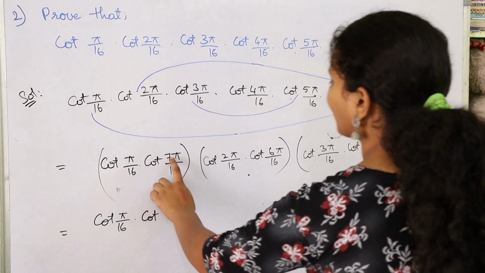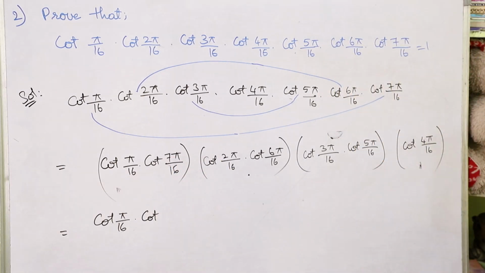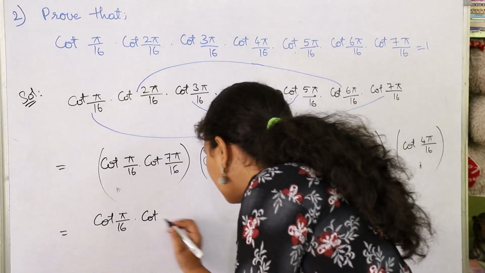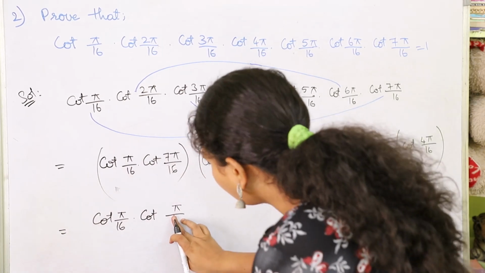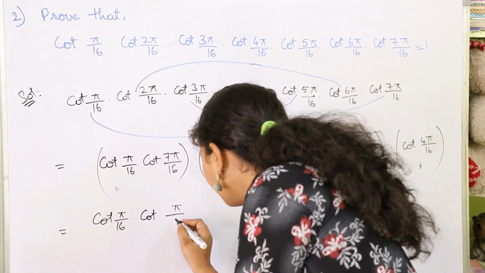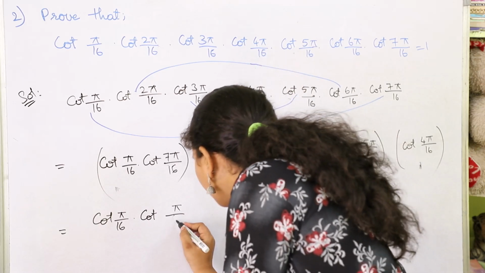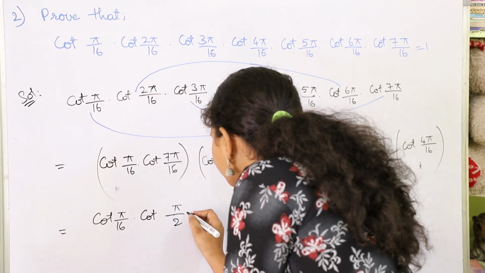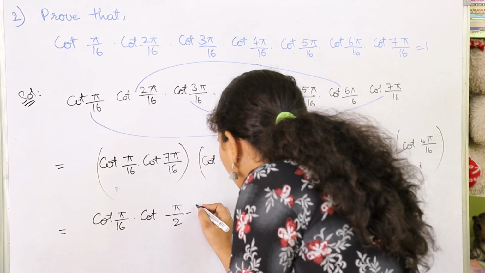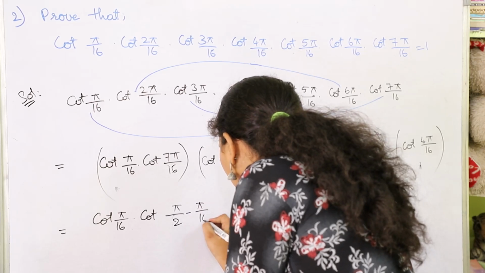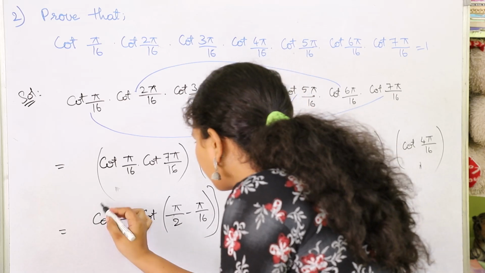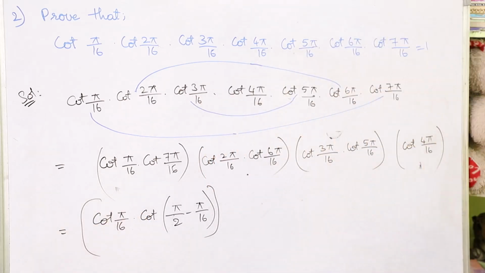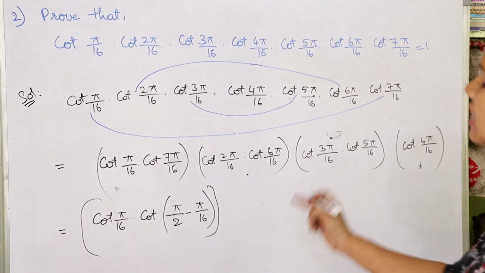We have cot 7 pi by 16. Using the LCM process, I can write this as... wait a minute, pi by 2 minus, this becomes 8 pi by 16. I can write this 7 pi by 16 as pi by 2 minus pi by 16.